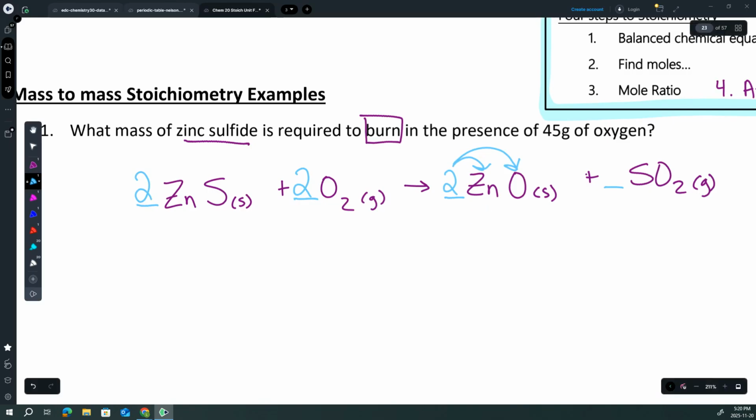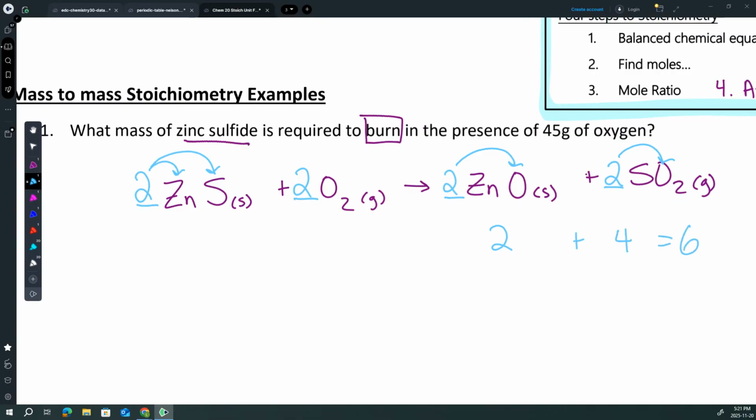So our zincs are balanced, our oxygens are balanced. Now let's check out our sulfurs. We've got 2 sulfurs going in and only 1 coming out. If I put a 2 right here, that's going to cause the oxygens to become unbalanced now. So now everything except for oxygen is balanced. Let's go back to oxygen. Right now we have 2 oxygens from here, and then 2 times 2, so 4 oxygens coming from here.